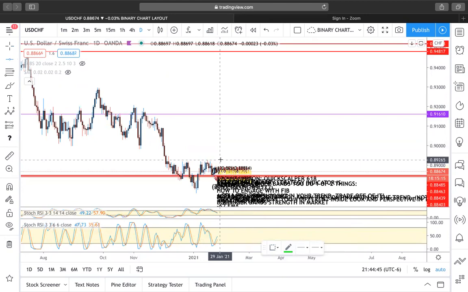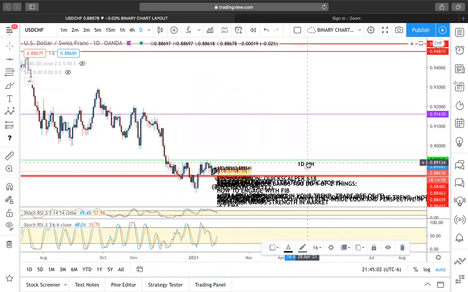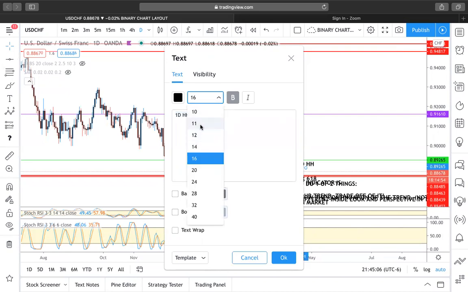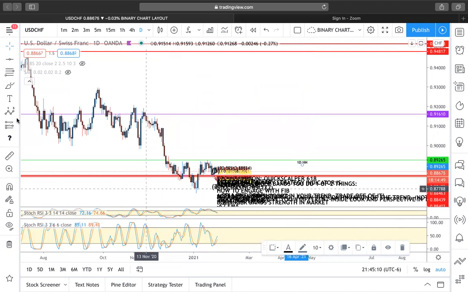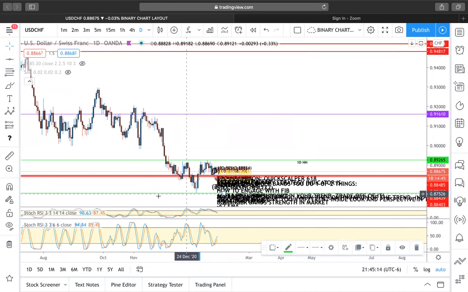Okay. All right, here. So what we're going to do right here is we're going to put 1D higher high. It's pretty big, so let's make that like 10. Okay. All right, so that's our day higher high. And that's our day lower low.